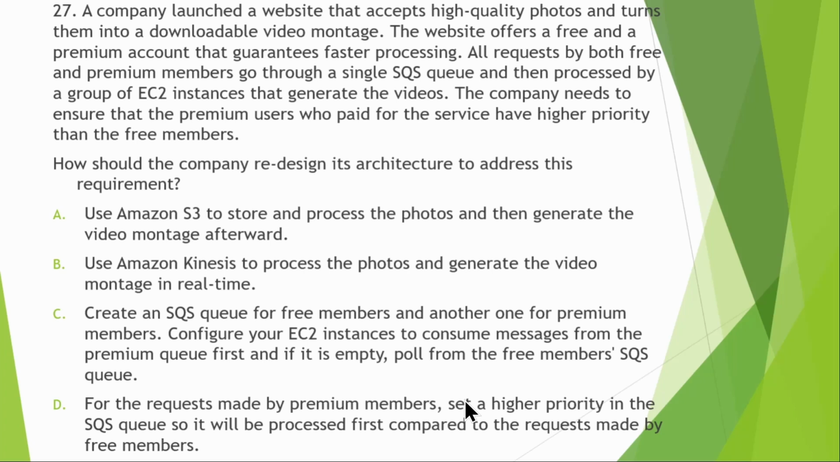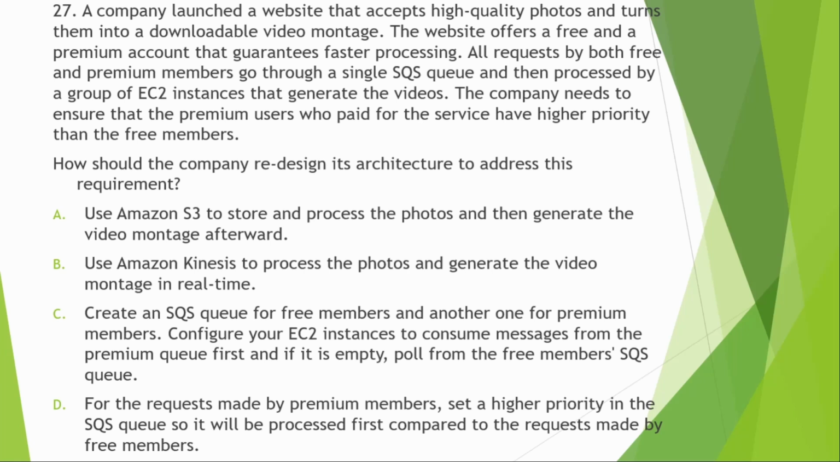Use S3 to store and process the photos and then generate the video montage afterward. Now, S3 is used for durable storage, not for processing data. So this option is not correct. Then coming to next option, using Amazon Kinesis to process the photos and generate the video montage in real time. Now, why is this incorrect? Because Kinesis is used to process streaming data. Okay, here the case is different.